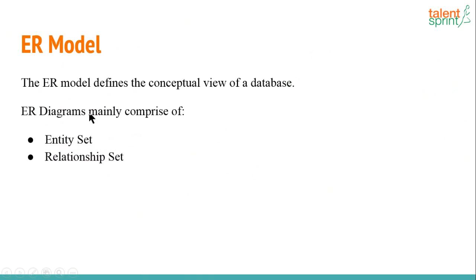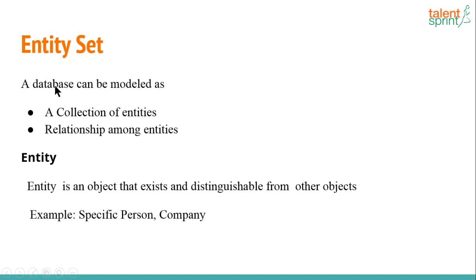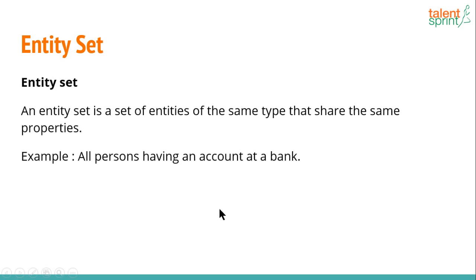Okay, so the ER model defines the conceptual view of a database, and the diagram mainly comprises of entity set and relationship set. So like we saw here, this is the entity set, and the relationship between this entity and another entity is referred to as the relationship set. Okay, a database can be modeled as a collection of entities and relationships. Now entity is an object that exists and is distinguishable from other objects. So for example, a person or the details of the company can be one entity. Like for example, all persons having an account can be one entity.